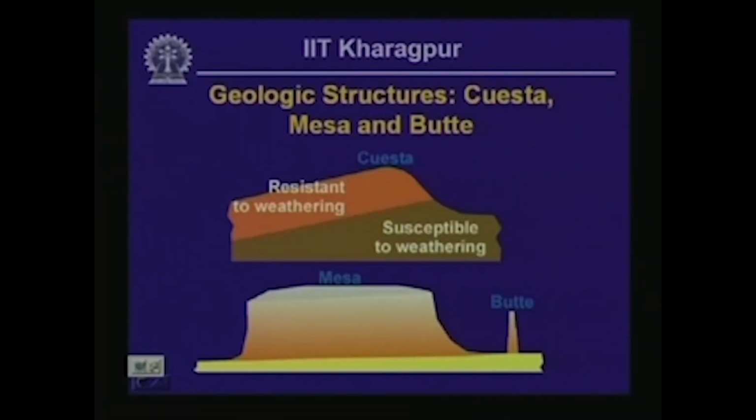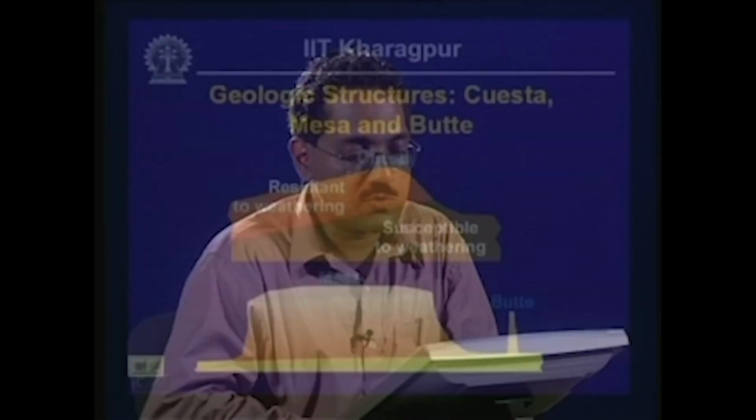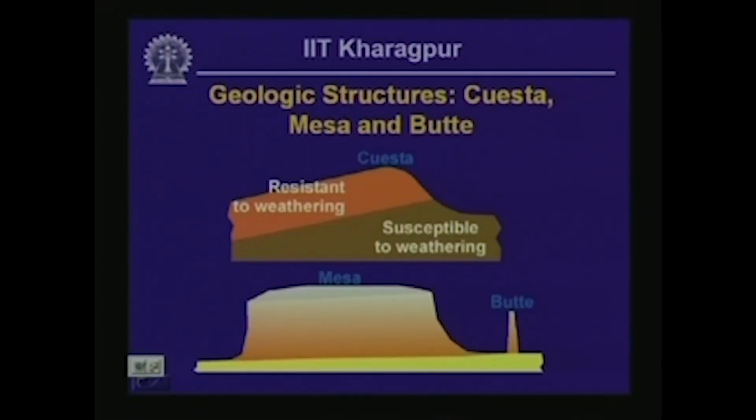Two other types of landforms are cuesta, mesa and butte. Those are illustrated with the sketches on this slide. A cuesta is essentially a long hill, one side of which is much steeper than the other side. It is very similar to an escarpment, but in an escarpment the bluff is more or less vertical, and the two sides of the bluff are quite flat. In case of a cuesta, there is a gentle slope on one side, and the other side, as shown here, is usually flat.